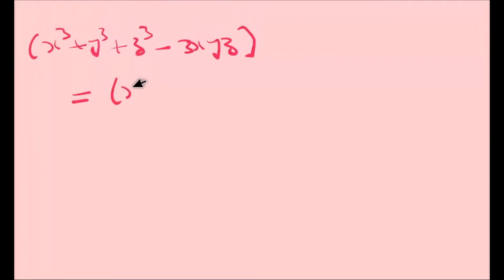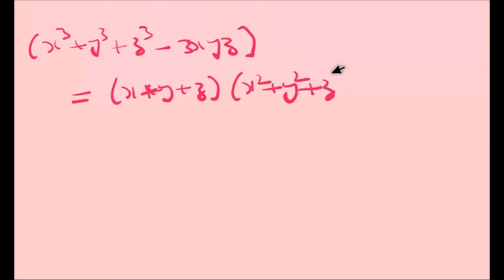So now the formula is x cube plus y cube plus z cube minus 3xyz. What is the formula? That is, in first bracket x plus y plus z. Okay, in second bracket x square plus y square plus z square minus xy minus yz minus zx. So this way you have to learn the basic formula.